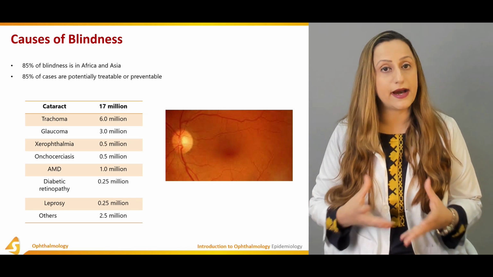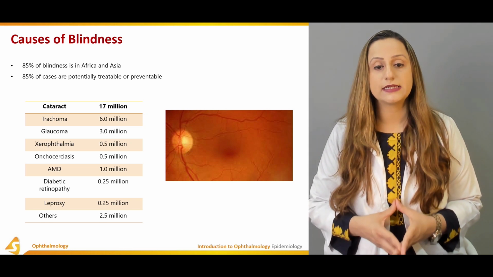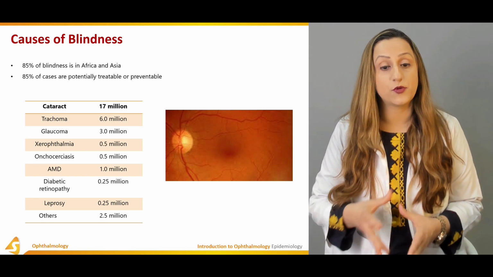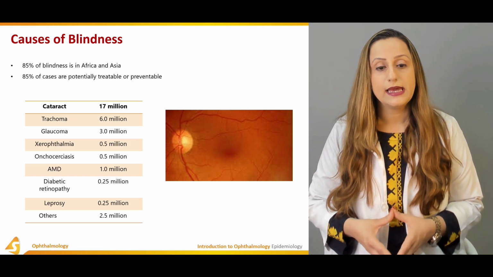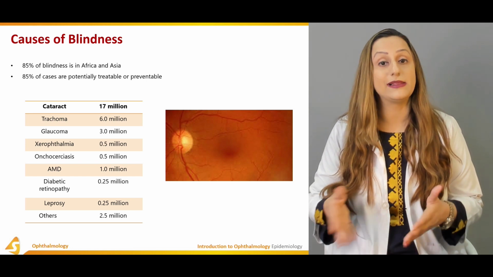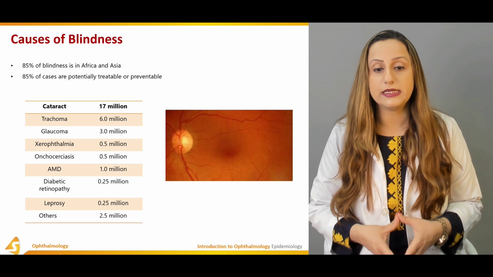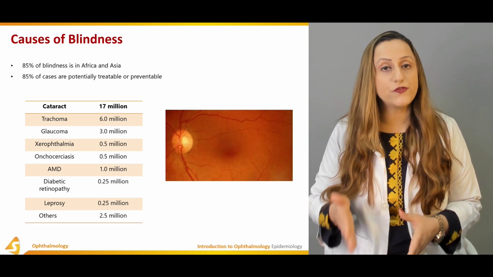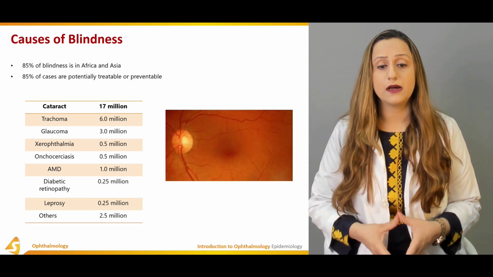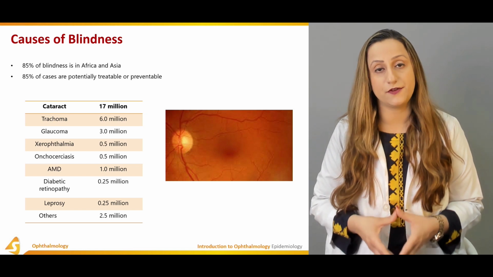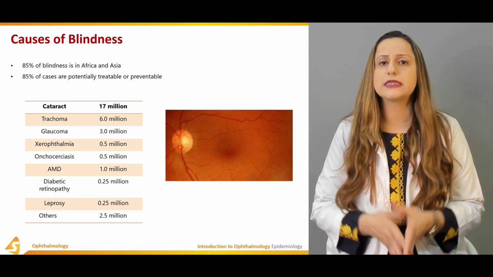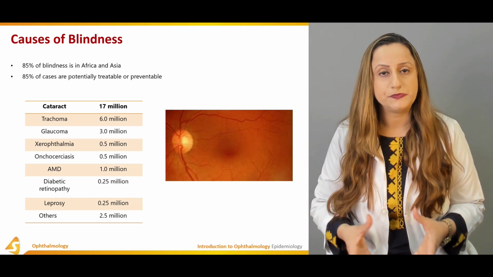Xerophthalmia, that is the dry eyes, is one of the causes, and it is affecting 0.5 million of the population and is causing blindness in 0.5 million people around the world. Then we have macular degeneration, which is again causing 1 million people to go blind at the end. Diabetic retinopathies, almost 0.25 million people are affected by blindness. Leprosy is one of the causes as well. Almost 0.25 million people are affected over here, and other causes are 2.5 million people, which can range from miscellaneous causes. It can also include trauma.